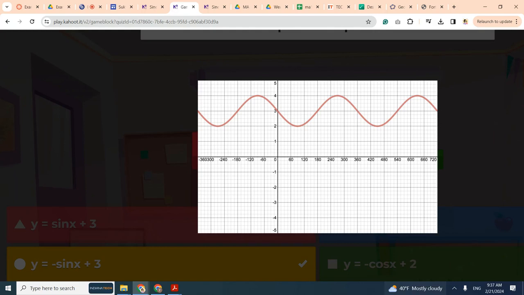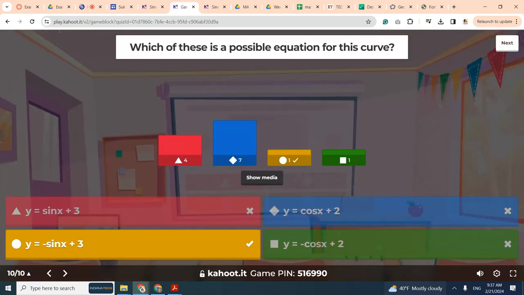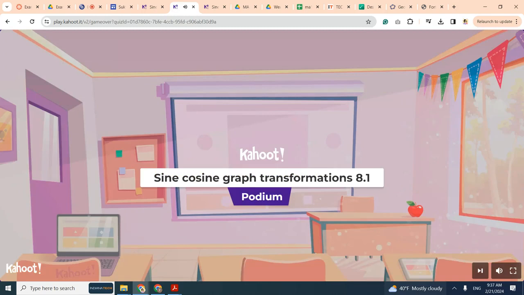What's the amplitude? 1. So that's why it is -1 sine. What's the period? It's still 360. So this is just x. And we move up how many units? 3 units. So minus sine x plus 3. Everybody understand now? Yes? Okay.